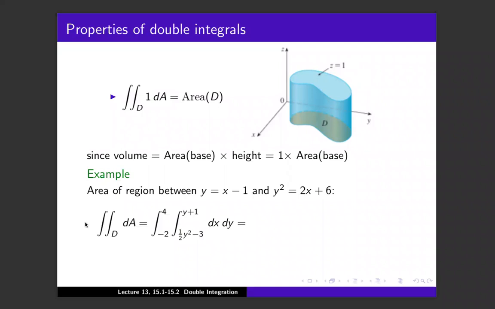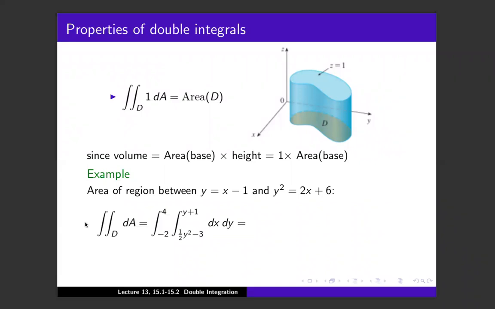So it turns out, what happens when you take the double integral of the constant function 1? Well, that's just a block. That's just measuring the volume of a block with a height of 1 and a base of area D. And the volume is the area of the base times the height. But the height is 1, so that's just the area of the base. So it turns out that if you take the double integral over a region D of the constant function 1, that's just the area. That's all that is.